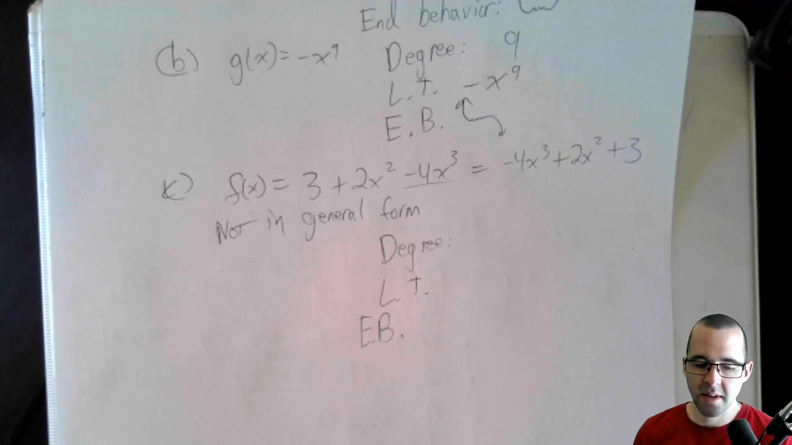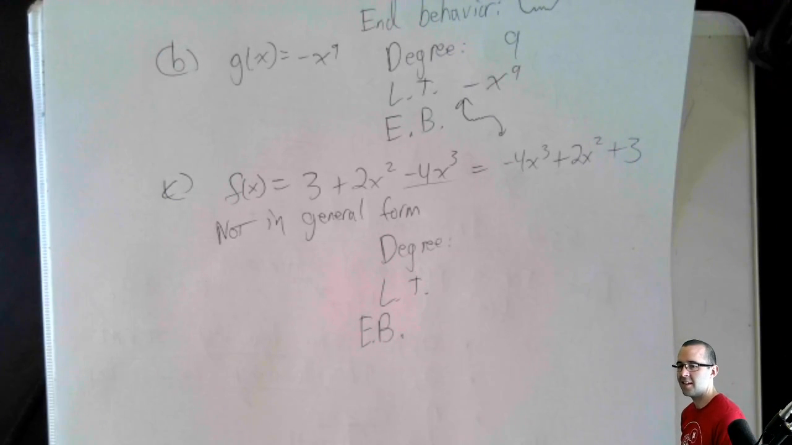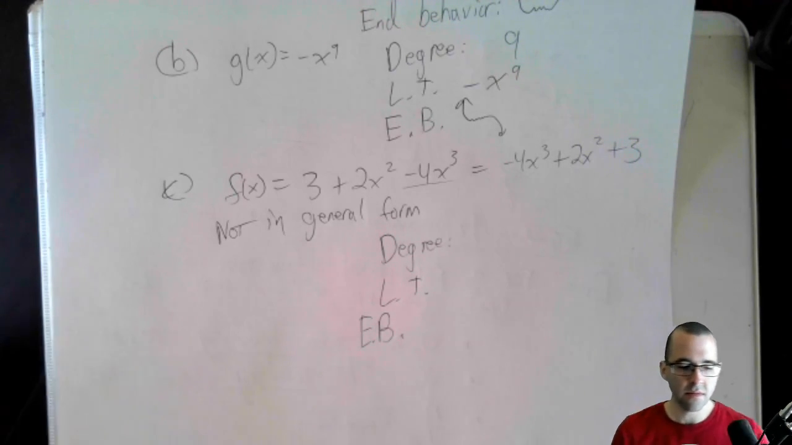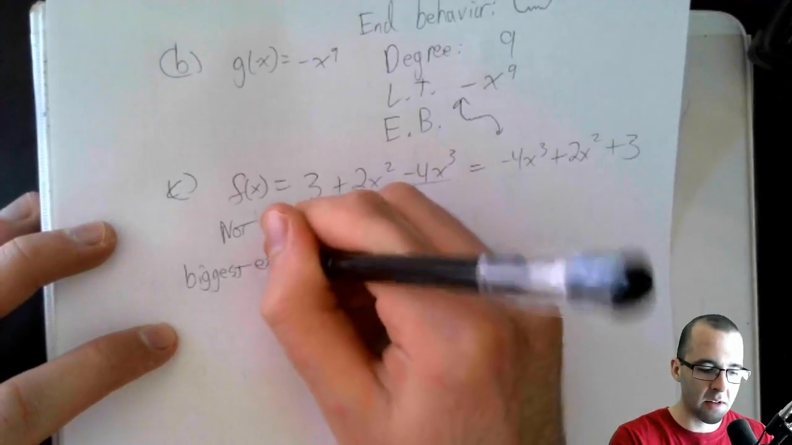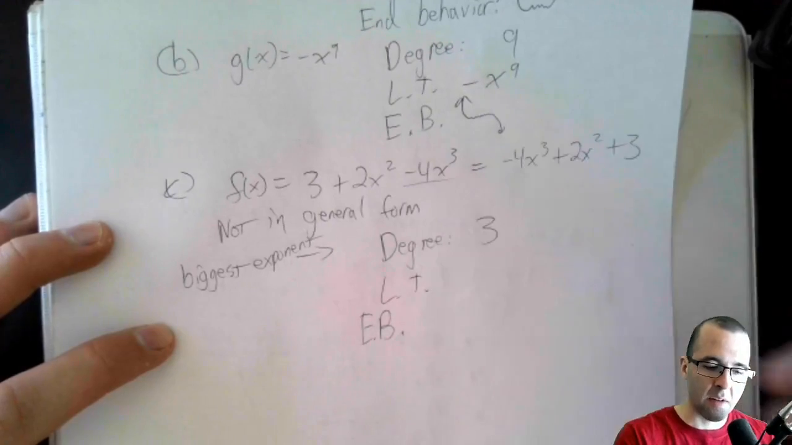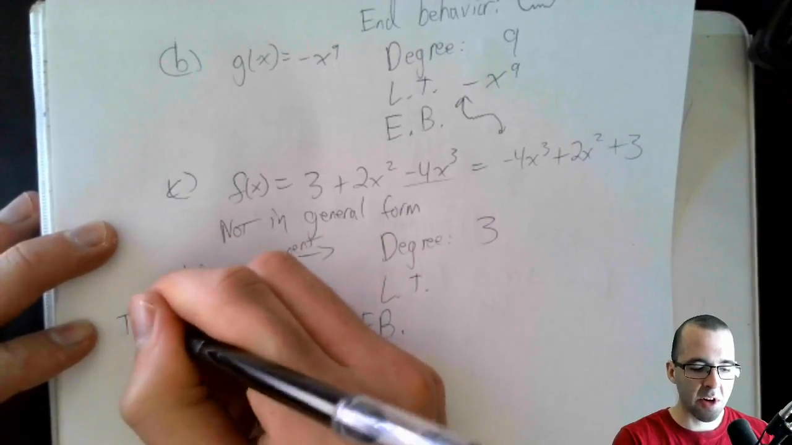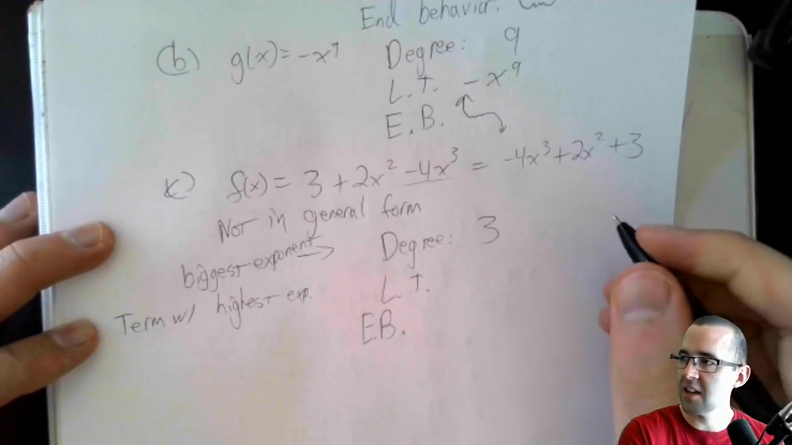Remember, degree is the biggest exponent. Leading term is the term that has the biggest exponent. And then we find the end behavior just like we did before. Yeah, it's a good question. Any ideas? Degree 3, that's correct, because this is the highest exponent. The leading term is the term with the highest exponent. So yeah, -4x cubed. Good.